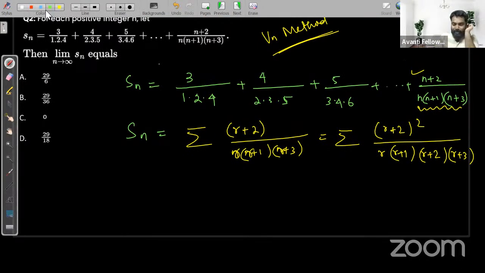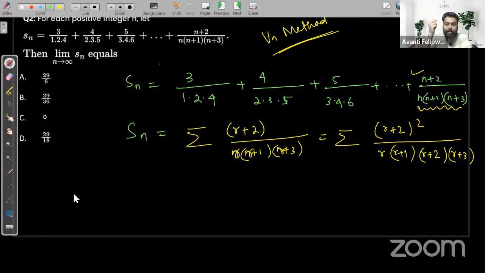Now you can write this. If you open the expression given in the numerator, what you are getting is r square plus 2r plus 4, right? So in the second step, what should you do? We must take the two factors present in the denominator and multiply, and after multiplying, try to bring that into the numerator.